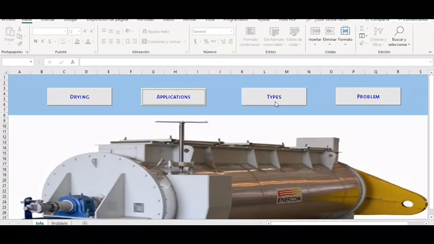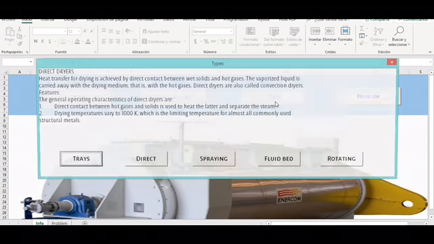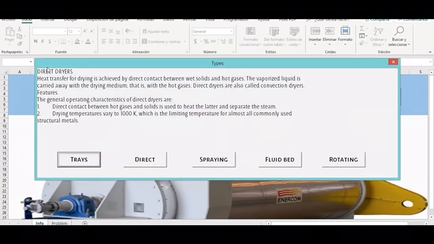So the third button consists of the types. We're gonna be talking about direct dryers, and these are the general operating characteristics, which are the direct contact between hot gases and solids, and these kinds of variations of temperature. So we have 5 buttons of 5 different equipments used to dry.